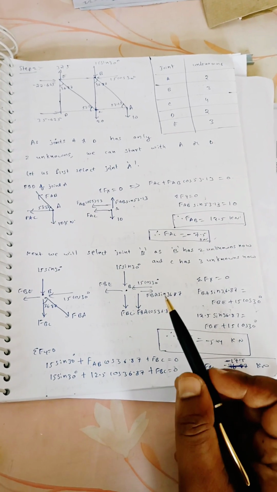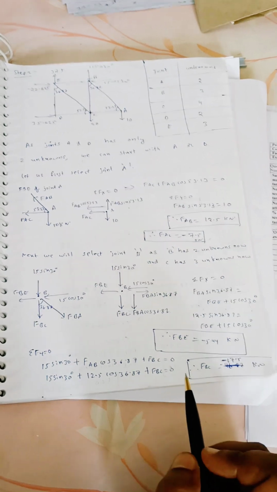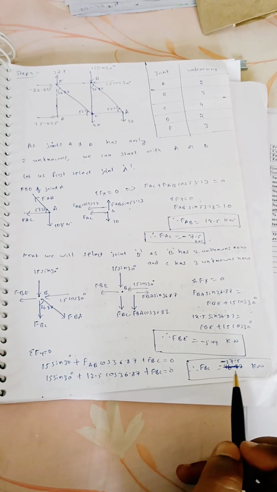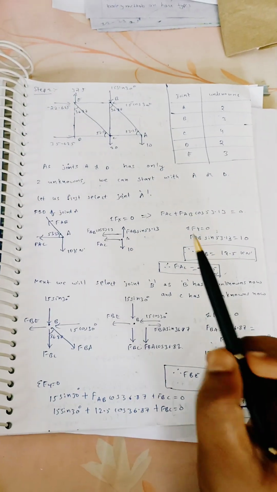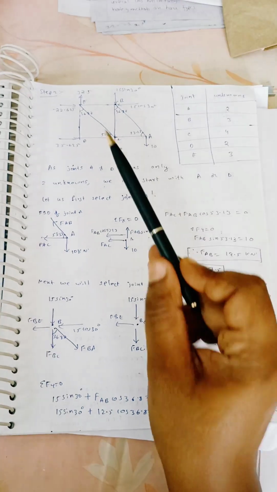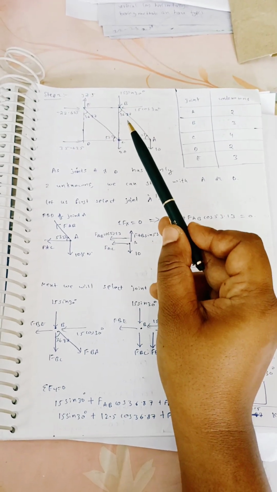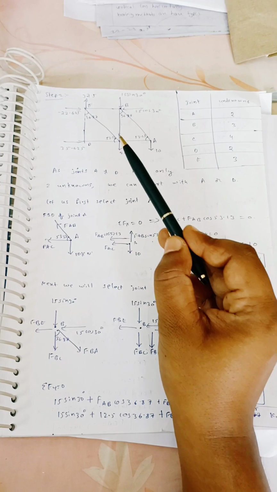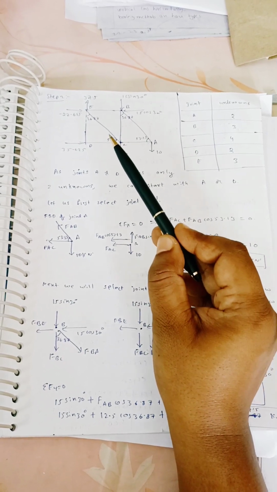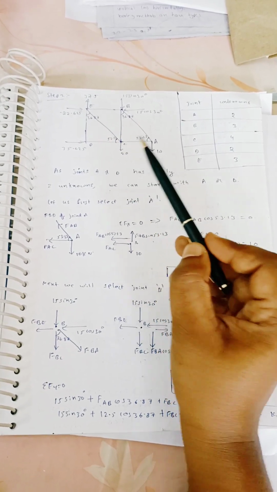Then apply sigma Fy equal to 0. Upward force equal to downward forces. So you will get FBC as minus 17.5 kilonewton. Now, after B, as I already know the force in this member, at C I will have only 2 unknowns. So I will go to C.